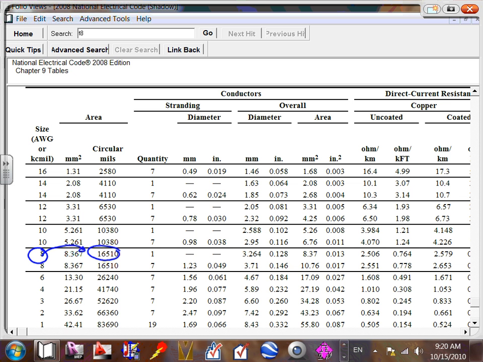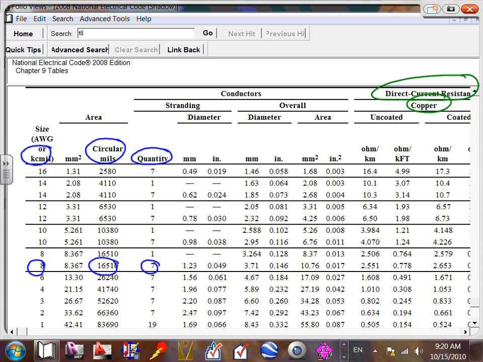Is that the solid? I did the solid. I told you guys stranded. Here's the stranded. How do I know it's stranded? Because it has a number 7 here, meaning 7 strands. Here's the quantity, here's the circular mil, here's the conductor size. So that's where I'm going to be getting the 16510.